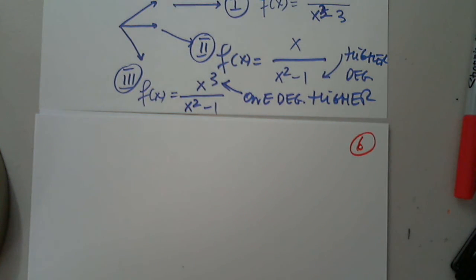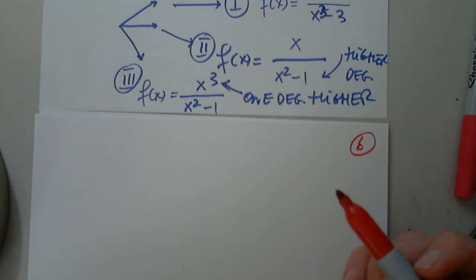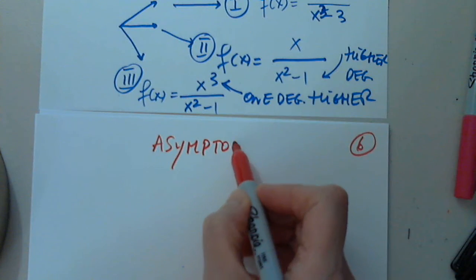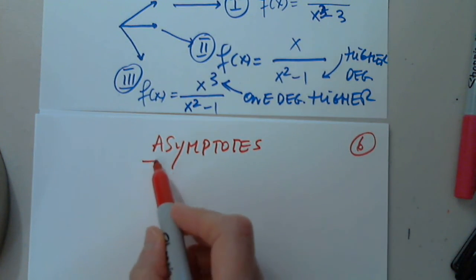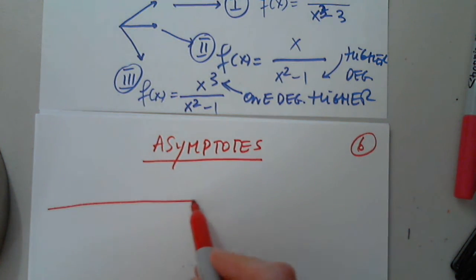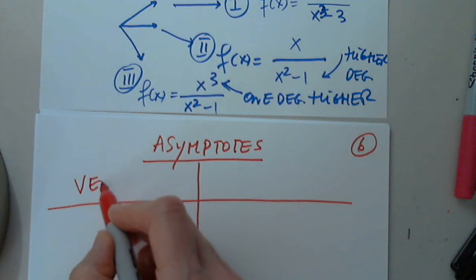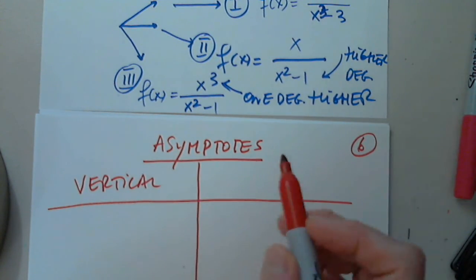Okay, so I'm going to choose a few examples in which we talk about asymptotes first. No graphing at the beginning. So let me talk in general about asymptotes. They are of 2 types. Vertical, horizontal.